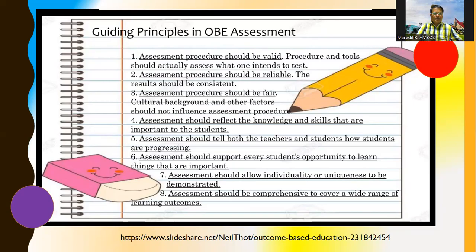Number 6, assessment should support every student's opportunity to learn things that are important. It is necessary that we secure that all the students have the support to learn things which are important for them. Number 7, assessment should allow individuality, or uniqueness, to be demonstrated. And the last is that assessment should be comprehensive to cover a wider range of learning outcomes.